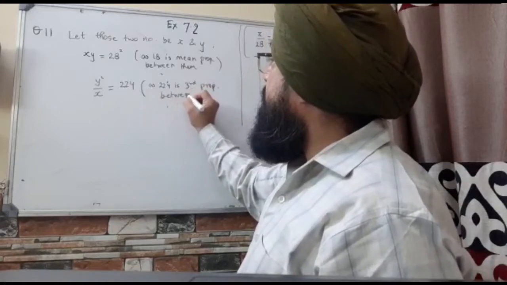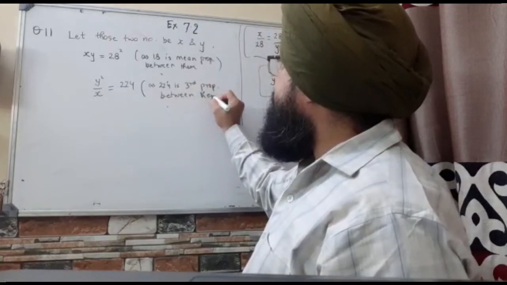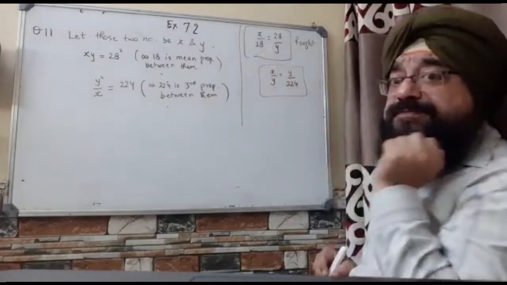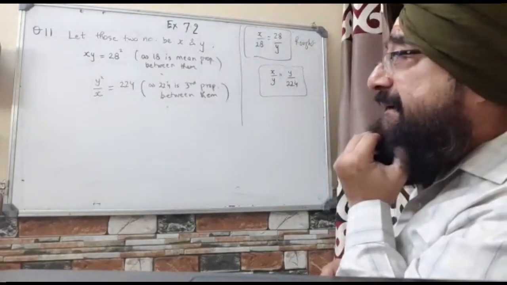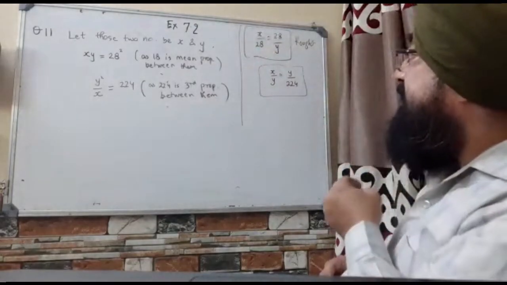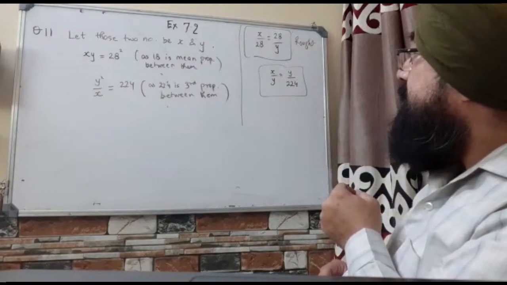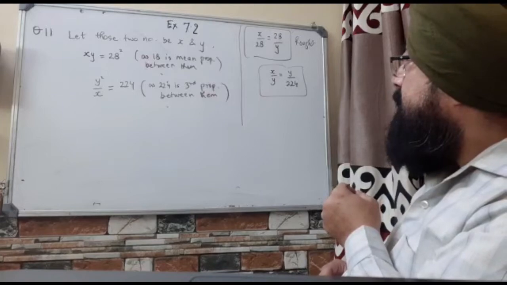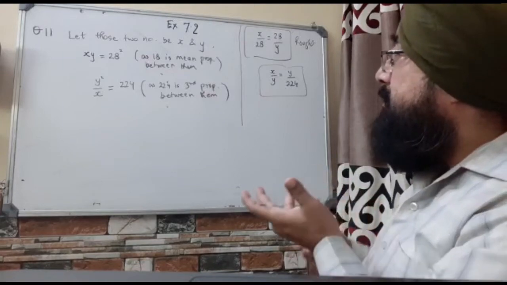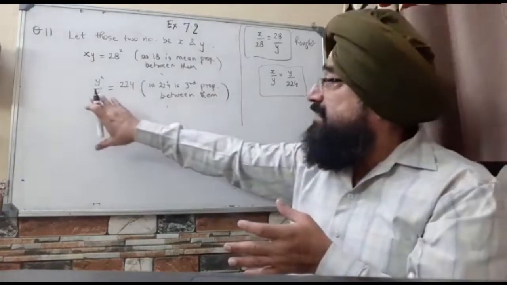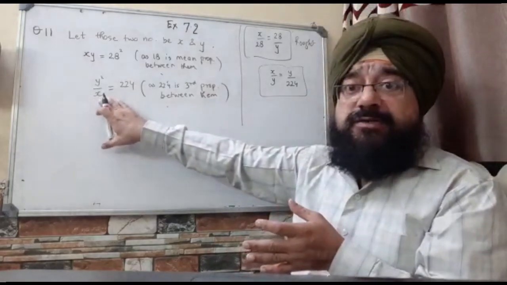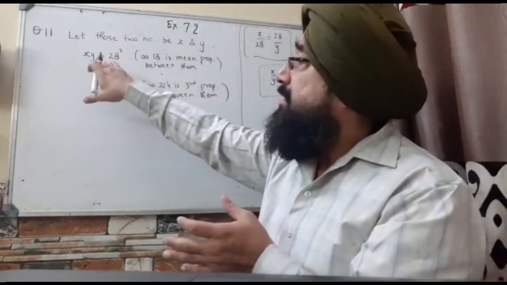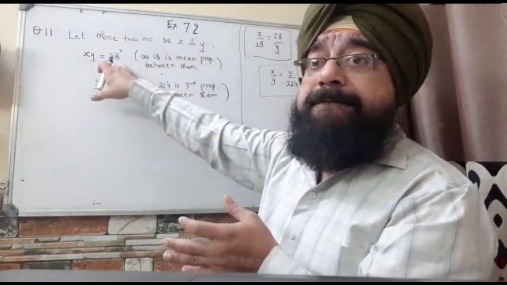So I hope you will understand this. You're understanding this, I suppose, because mean proportion. Sir, from xy is equal to 28 square, we can write y is equal to 28 into 28 upon x. Meaning, in this equation we can substitute it. Is this not clear to you? Sir, yes sir, this is clear. This is also clear? Yes sir.